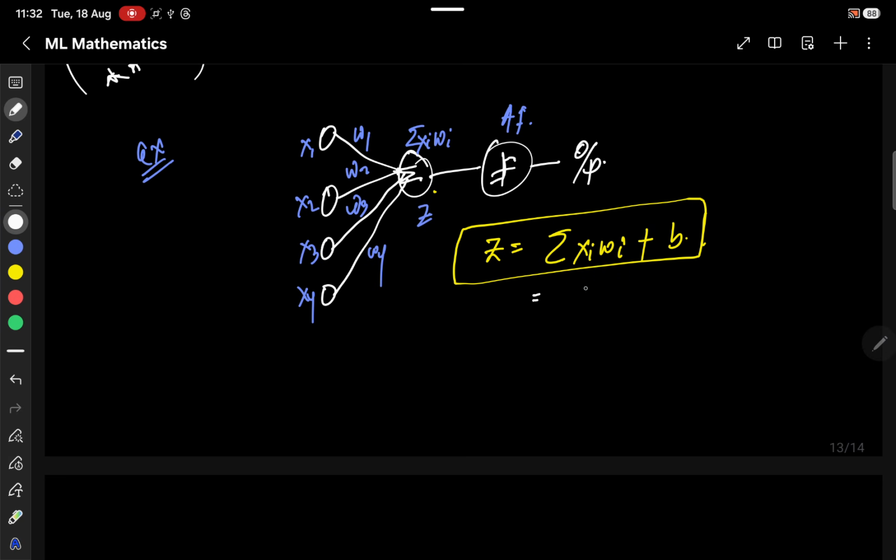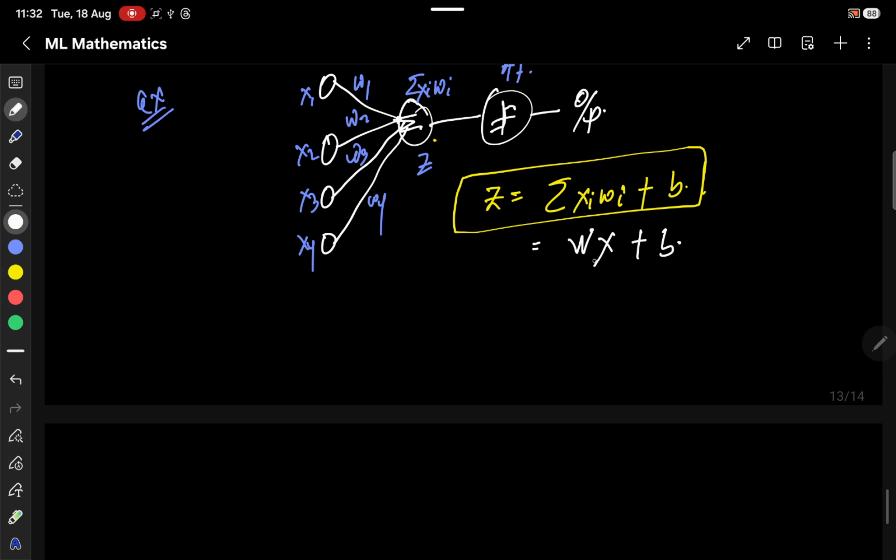If I write the w part properly, z is nothing but w x plus b, yes? So if you look closely, z is also a matrix, x is a matrix, and w is a matrix. The w matrix transforms. The w matrix is nothing but the weight matrix, and x is my feature matrix, the feature variable matrix.